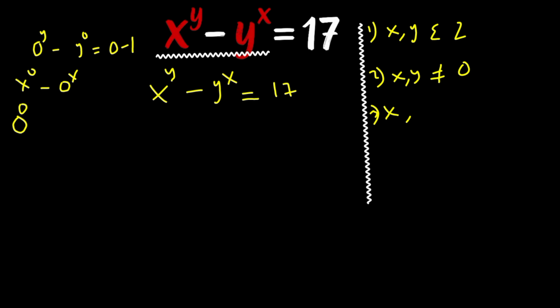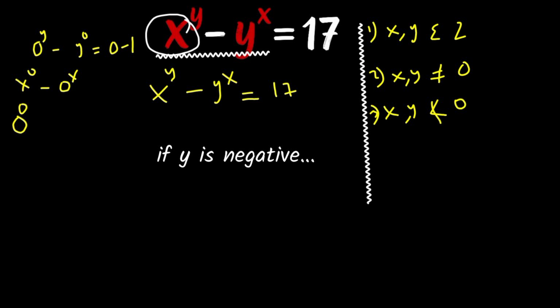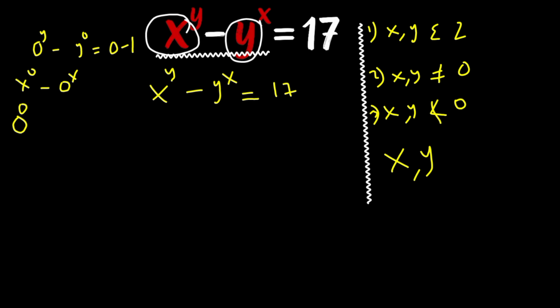And also, x and y cannot be less than 0. It's not allowed. Why? Because if it's negative, for example, it's going to give us a very tiny fraction, and we can't subtract a whole number from a tiny fraction to get 17, right? And if two of them are negative, it's going to give us a small fraction minus another small fraction, and that cannot equal 17, right? Therefore, we can establish our domain and say x and y must be positive integers.